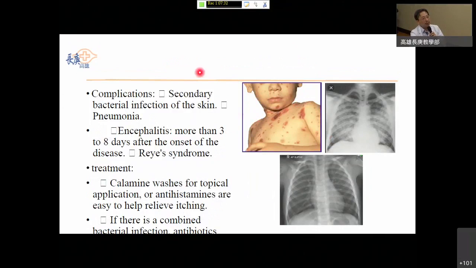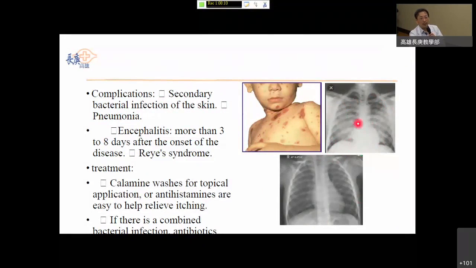Mostly it is secondary bacterial infection of the skin, okay? In this picture, you can see the skin is very itchy, so the child will scratch the skin. As everybody can see, the skin got infected, okay? So bacterial infection of the skin is the most commonly seen complication of varicella. And the second most commonly seen is pneumonia. It's viral pneumonia caused by the varicella virus, okay?